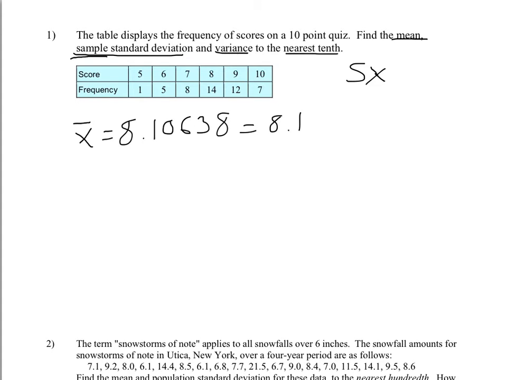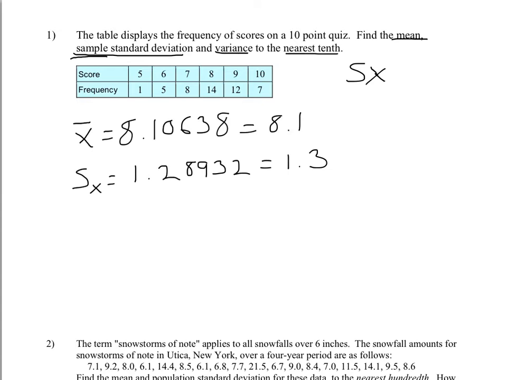So again, I need to find the sample standard deviation. I'll be looking at my graphing calculator for S sub x, which I found to be 1.28932, which is equal to, when I round to the nearest tenth, 1.3. Simple, right? Those are both right on our graphing calculators.